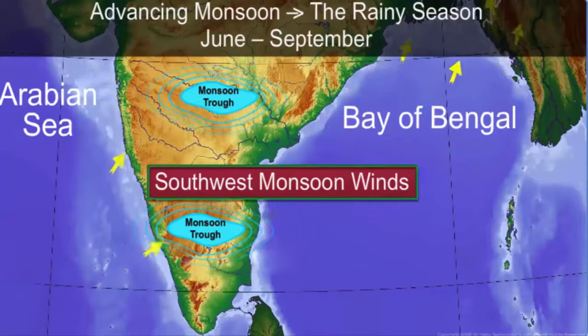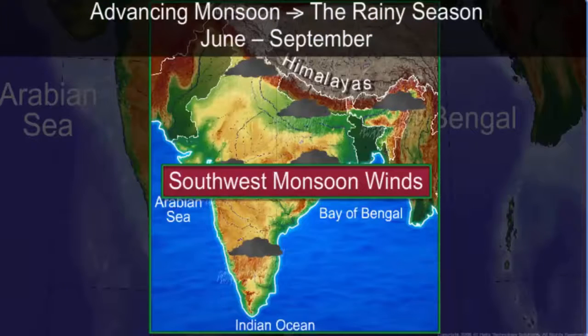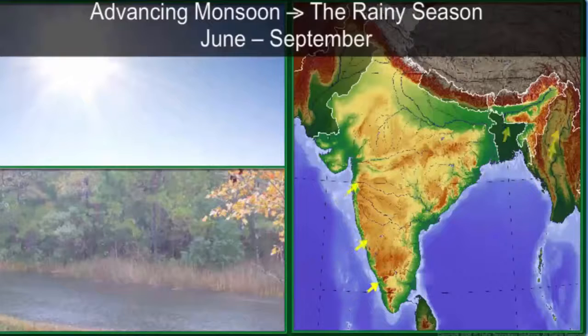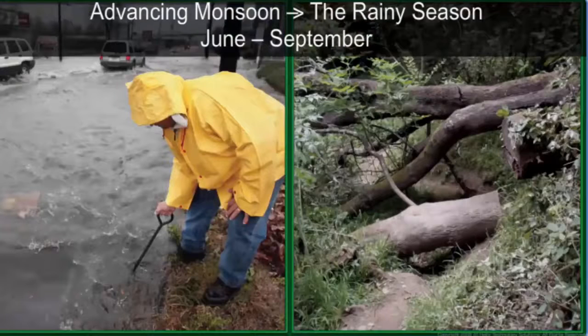These winds are strong and blow at an average velocity of 30 kilometers per hour. Within about a month, the monsoon winds cover the entire country, with the exception of the extreme northwest. The southwest monsoon winds totally change the weather conditions in India. Let us see the effect of these winds on different parts of India.